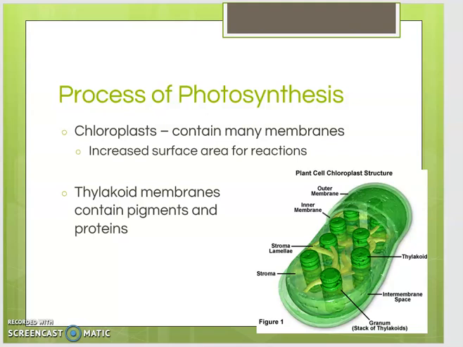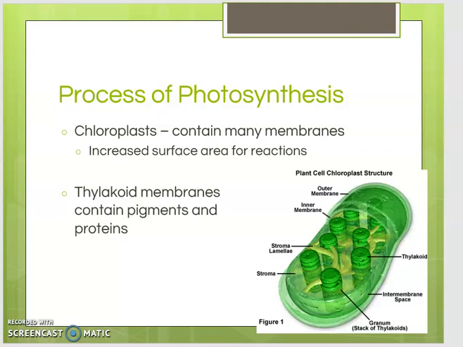The chloroplasts will have a double membrane. They have an outer membrane and then an inner membrane. The inner membrane has foldings which create membranes called thylakoid membranes. These thylakoids are going to be in stacks called granum or grana.